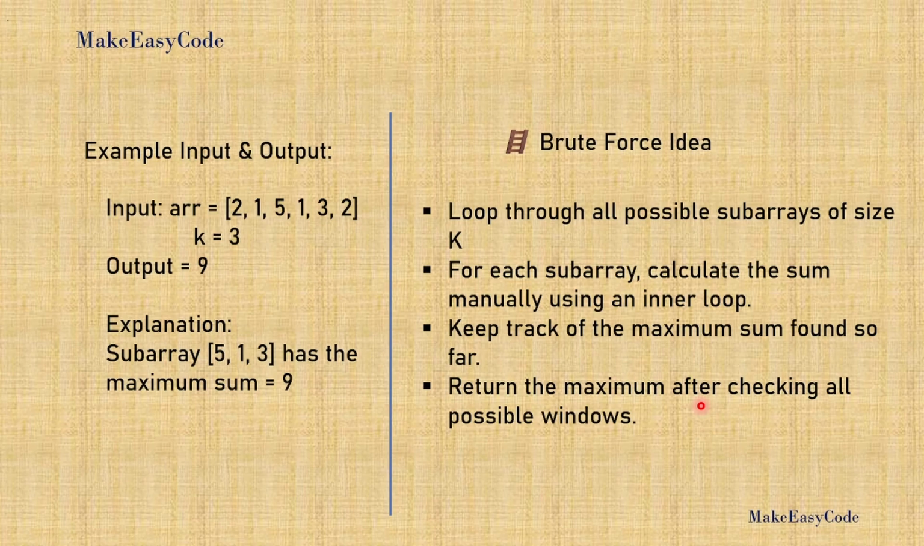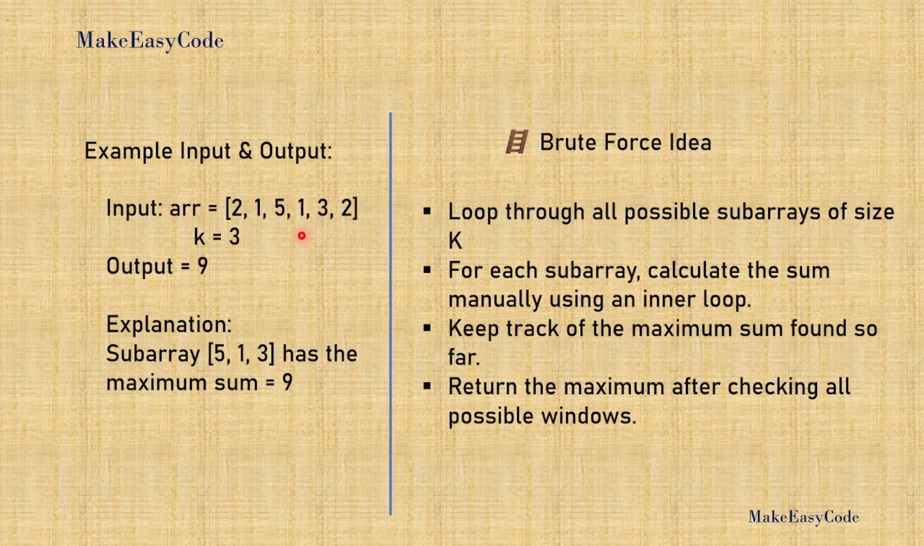Let's look into the sample input and output. The input is the given array 2 1 5 1 3 2, and the size is given as k equal to 3, and the output is 9. In the explanation below, the subarray 5 1 3 has the maximum sum of 9. So in this array, the subarray 5 1 3 is the maximum.